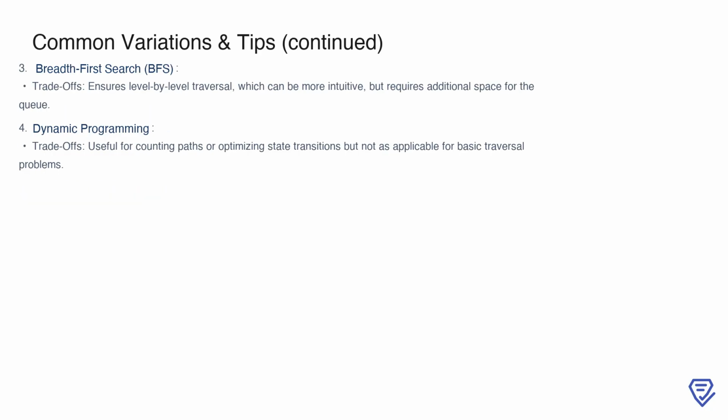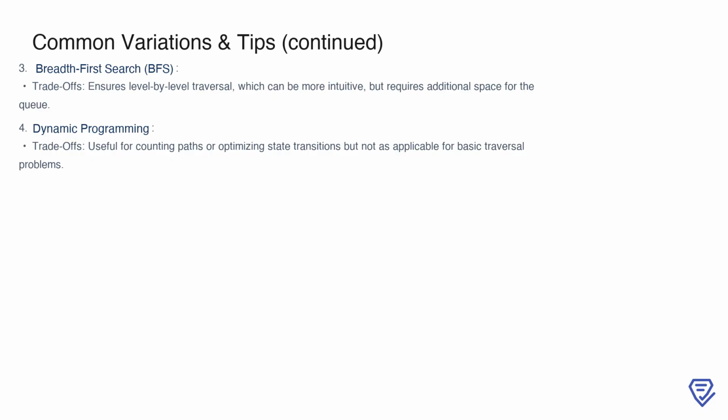Finally, two additional approaches to consider are breadth-first search, BFS, and dynamic programming. BFS ensures a level-by-level traversal of the grid. This can often feel more intuitive, as you process each neighboring cell systematically, but it does come with the trade-off of requiring extra space for the queue. This additional memory overhead can become significant in larger grids.